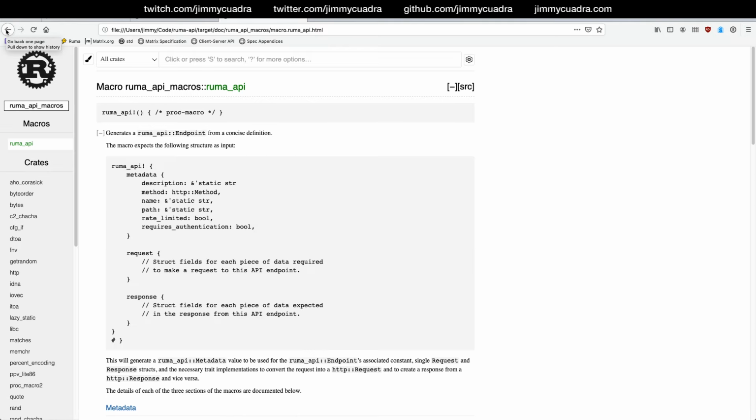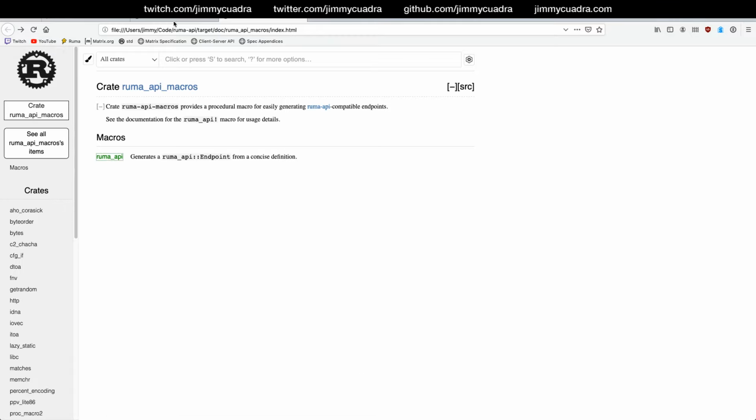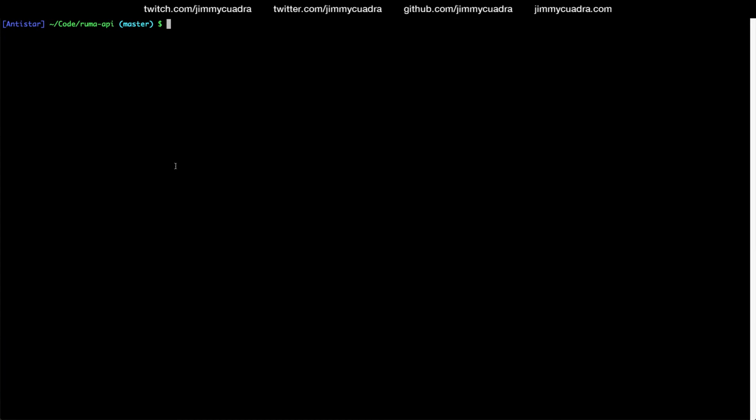And what we want to do is, when a feature is turned on for Ruma API, re-export this thing so that higher level libraries can just depend on Ruma API and get the macro alongside that, and not have to depend on both of these libraries and keep their versions in sync. So that's one of the things we were doing here. So let me sort of recreate that.